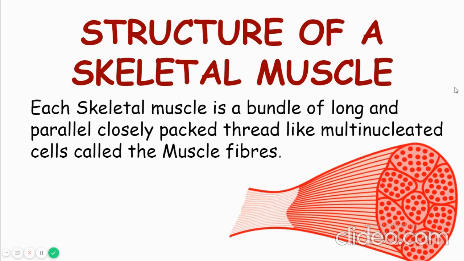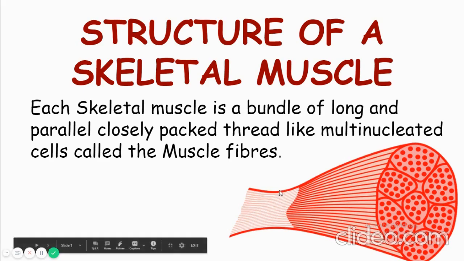We already know that a vertebrate body has three types of muscles: skeletal muscle, smooth muscle, and cardiac muscle. In today's lecture, we are focusing on the skeletal muscle. Each skeletal muscle is a bundle of long and parallel, closely packed, thread-like multinucleated cells called muscle fibers.